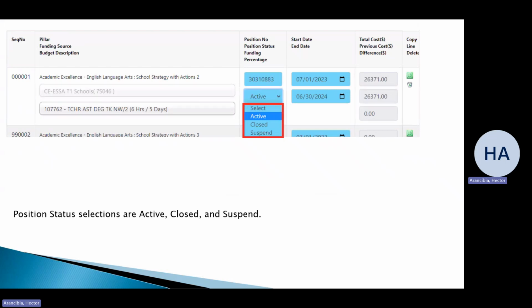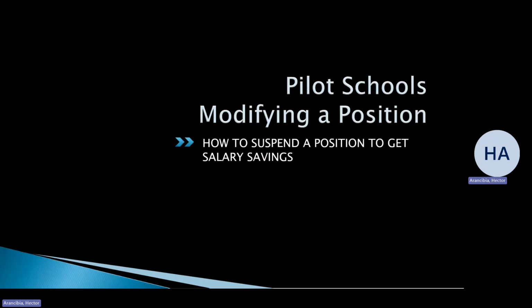Your position status selections are Active, Closed, and Suspend. And now we're going to show you how to suspend a position to get the salary savings. And I do want to reiterate here that these are not real life examples. These are just designed to show you how to do it. Your fiscal specialist will assist you in getting the correct dates for suspending.